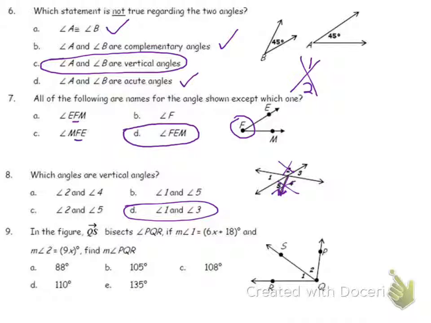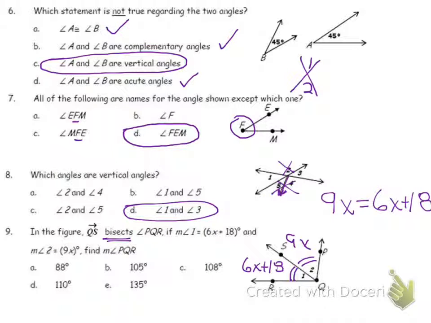Number 9, we have QS bisects our angle. That word bisects tells us a lot about this problem before we start. It tells us that these 2 angles are the same. So I know that angle 1, which is 6x plus 18, and angle 2, which is 9x, I'm going to be setting those equal to each other because it bisects and gives me 2 congruent angles. When I subtract 6x from both sides, I get 3x equals 18, and x is therefore 6.